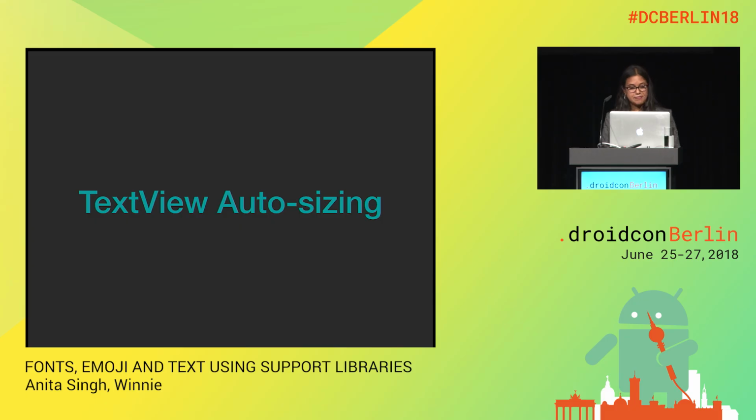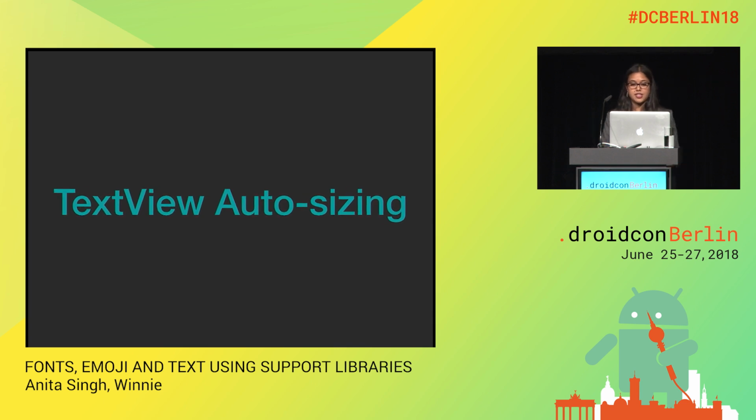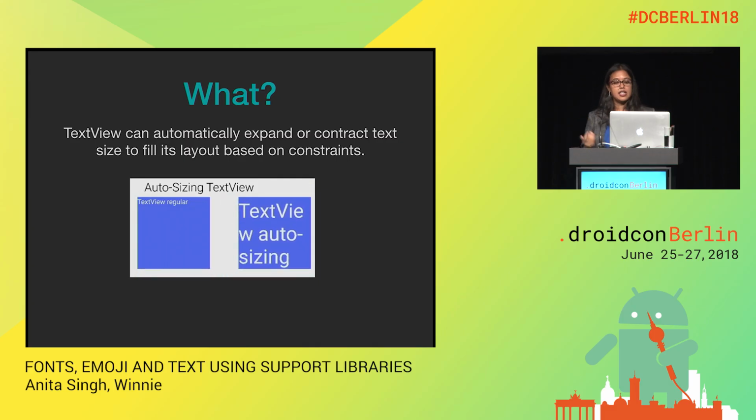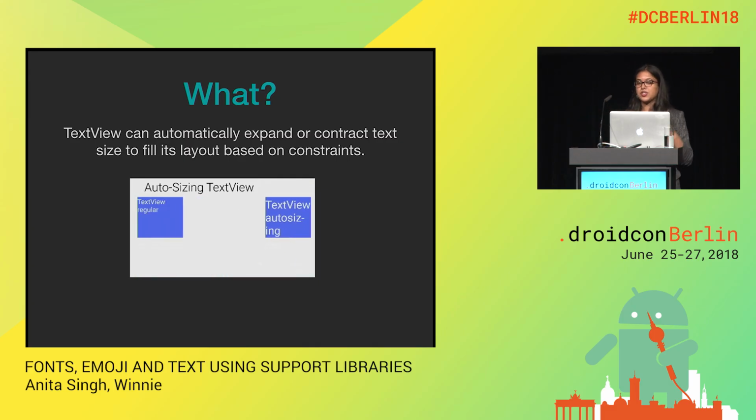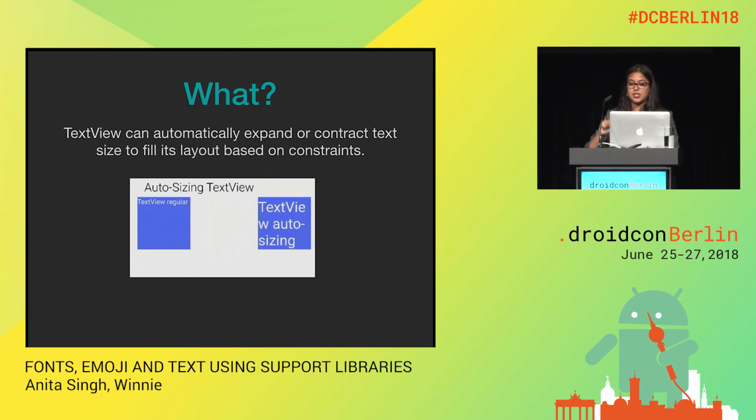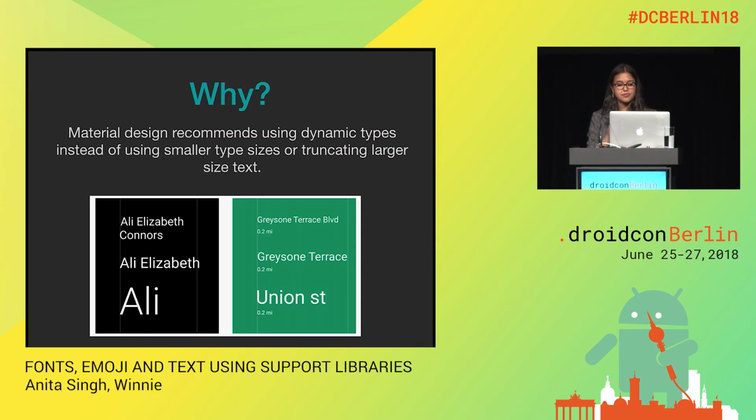And more reading. All right, this last topic was also introduced with support library 26 and above. It's text view auto-sizing. It essentially allows text views to expand or contract dynamically based on its bounds. So as you can see here, it's expanding or contracting as it gets bigger and smaller. And it's based on constraints.